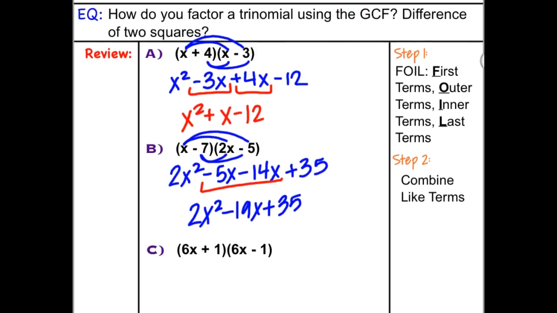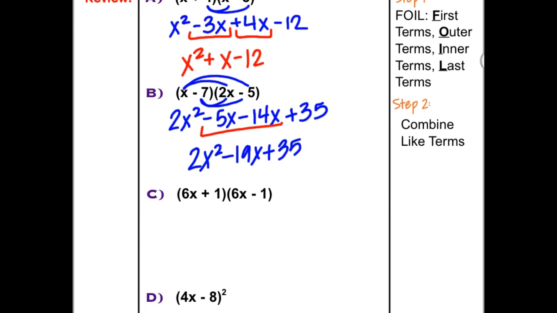Then we've got this next one, 6x plus 1, 6x minus 1. These ones are called conjugates. And we call them conjugates because they're the exact same terms, except one has a binomial with a plus and one has a binomial with a minus. Otherwise, they're identical. So when we multiply these out, 6x times 6x is 36x squared.